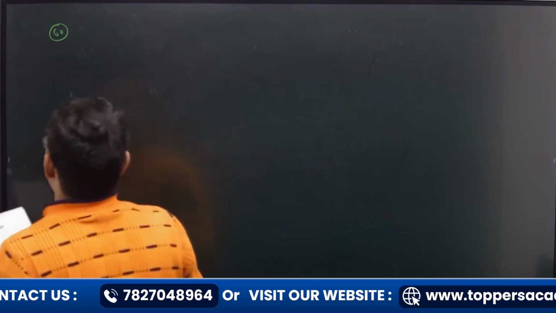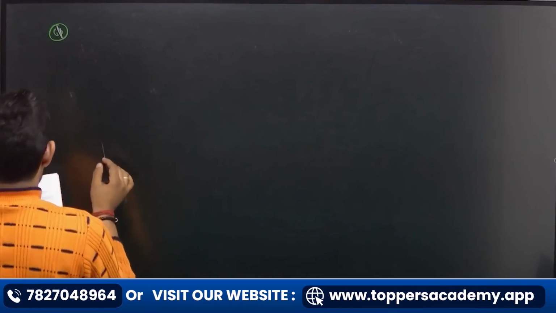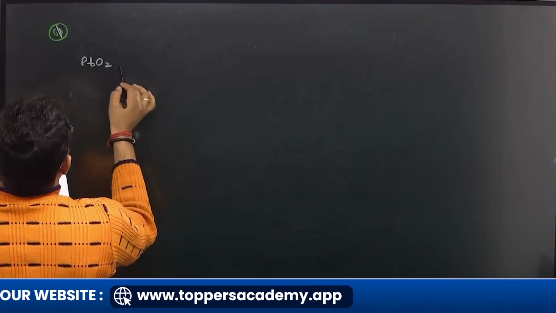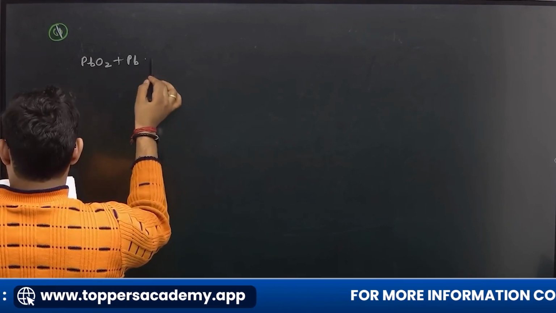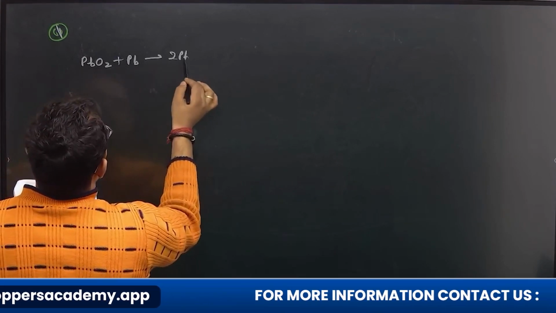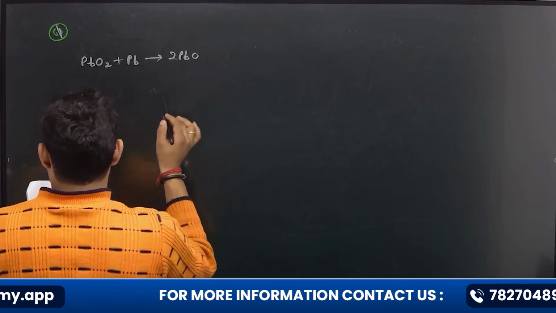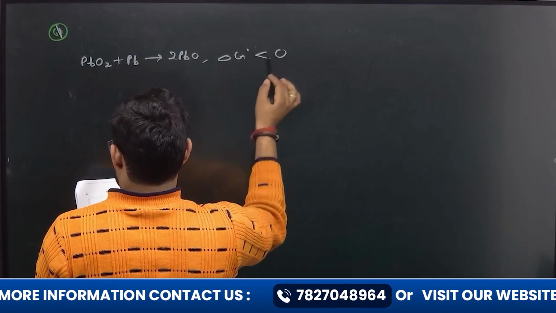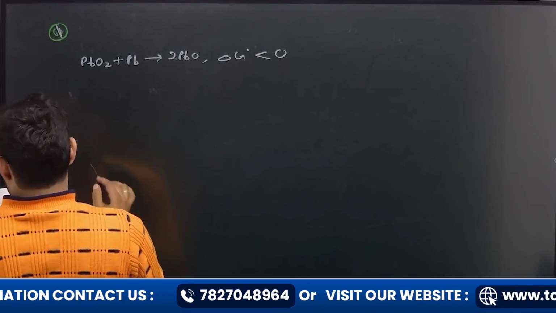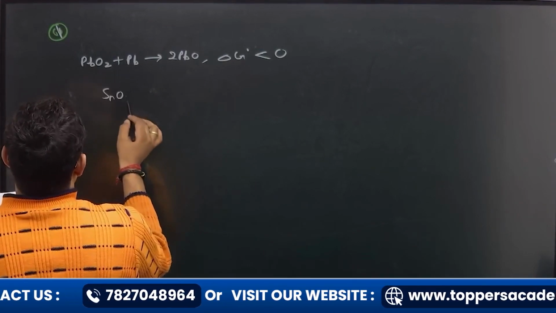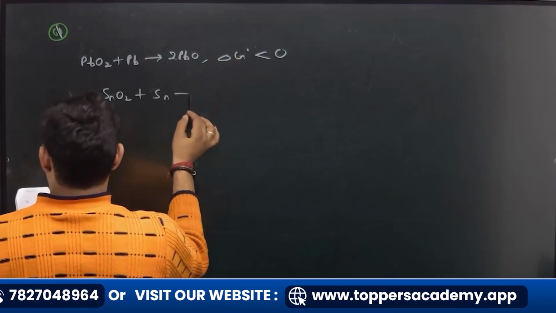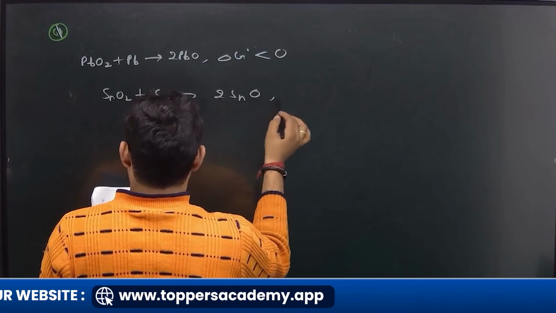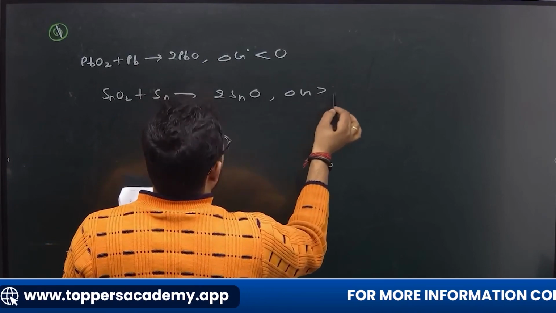Previous year question, I think it is question number 61. PbO2 plus Pb gives 2PbO, delta G naught is less than 0. SnO2 plus Sn gives 2SnO, delta G naught is greater than 0.